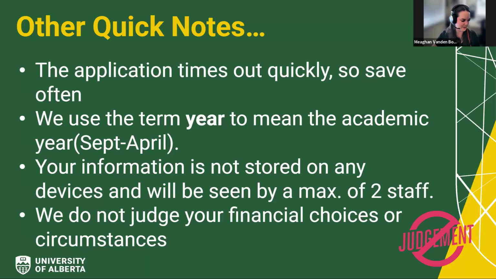Other quick notes about the application that didn't fit nicely anywhere else. The application times out really quickly, both on your side and on my side. So make sure that you're saving pretty frequently. There is one essay section. So if you have a lot to say in the essay section, definitely write it in a Word document and then add it, just so you don't get timed out in the middle of your essay. We'll use the term year or yearly a couple of times in this presentation and in the application. When we say year, we mean the academic year, so September to April.